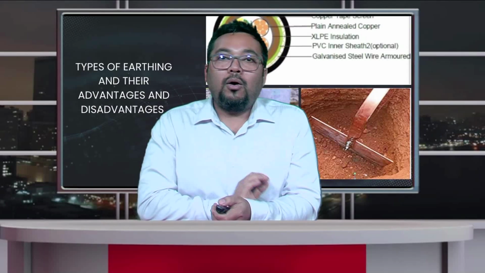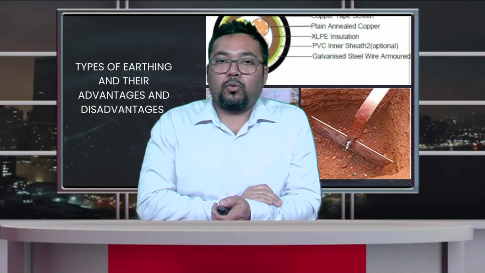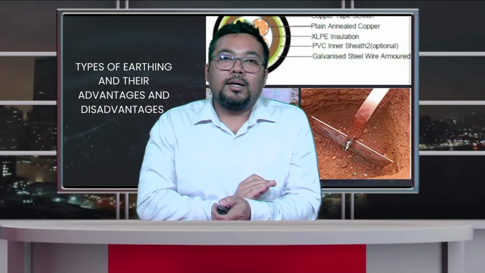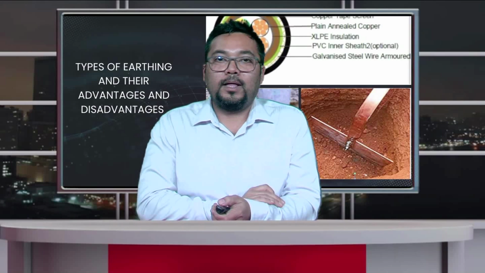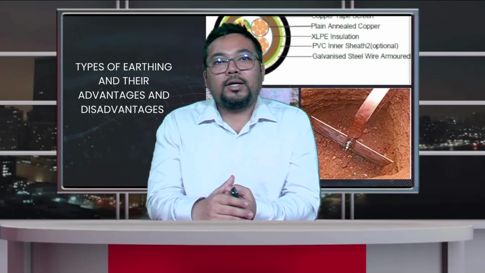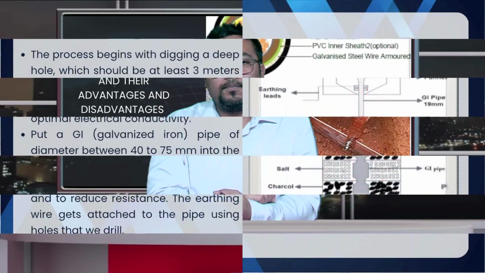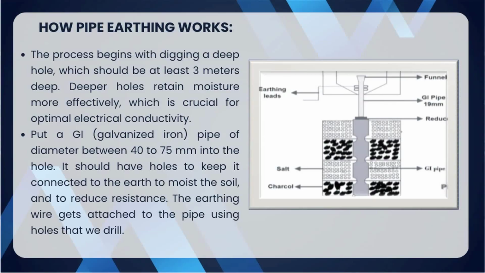Now, how does this pipe earthing work? Pipe earthing is an effective method for ensuring the safety of electrical systems. It directly drains stray electrical currents deep into the ground. The process begins with digging a deep hole which should be at least 3 meters deep. This depth is important because deeper holes retain moisture more effectively, and moisture is crucial for optimal electrical conductivity.